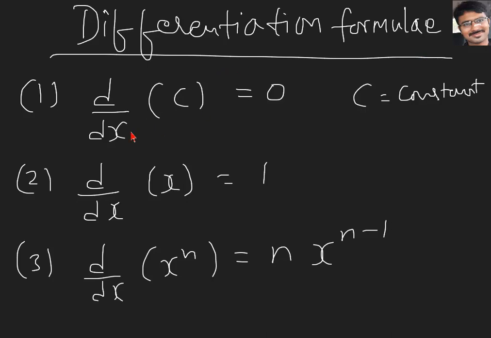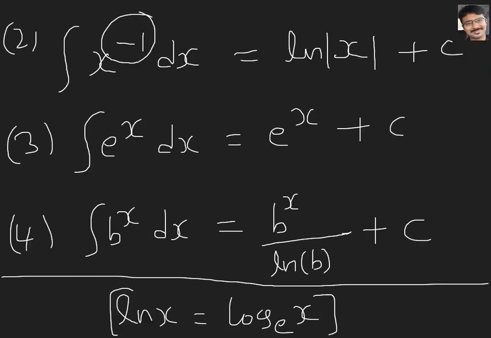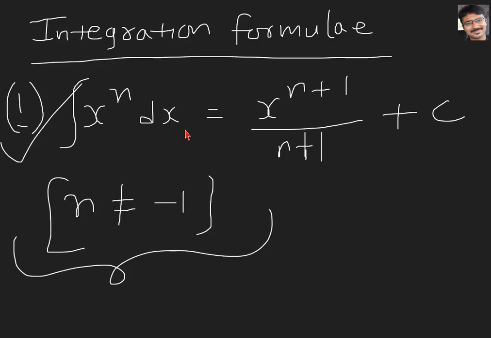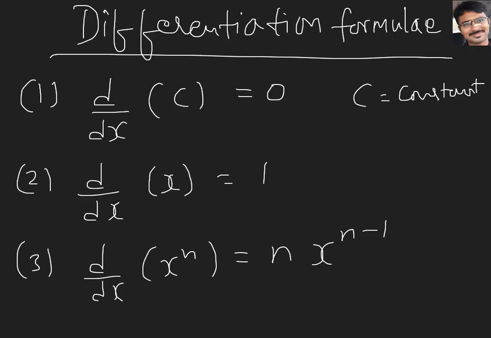Differentiation formulas now. d by dx of c, where c is a constant, any constant differentiation is 0. d by dx of x, dx we can cancel and we can write 1. Remember, in integration I told you one formula: the integral of x power n dx is equal to x power n plus 1 by n plus 1 plus c. This is the base formula, and many problems will be connected with it. Like that, coming to differentiation, d by dx of x power n is equal to n into x power n minus 1. Don't forget this formula, we have to apply it.